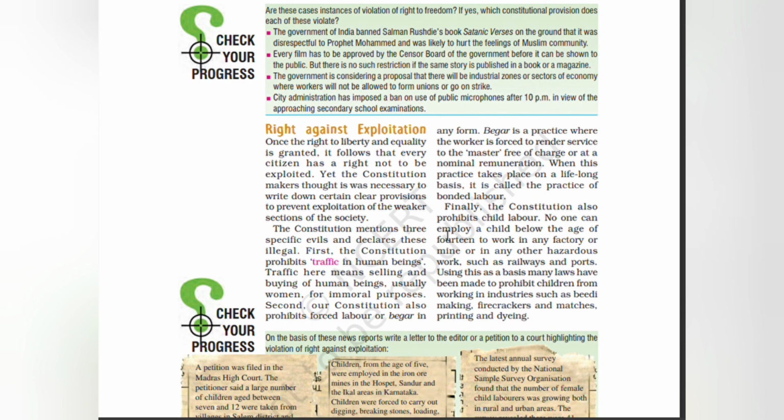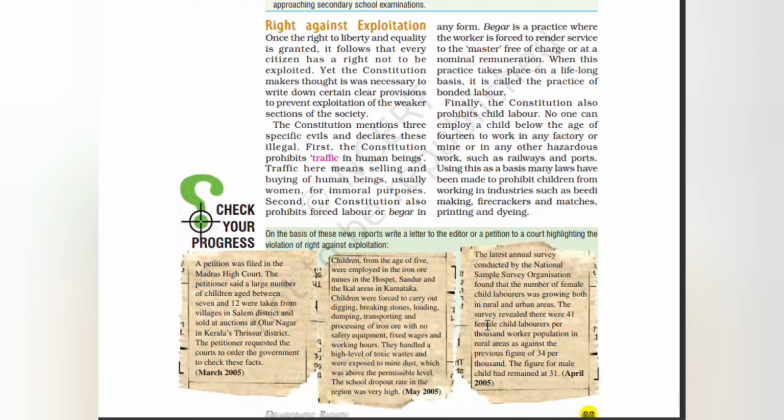Finally, the Constitution also prohibits child labor. No one can employ a child below the age of 14 to work in any factory or mine or in hazardous work, such as railways or ports. Using this as a basis, many laws have been made to prohibit children from working in industries such as bead making, firecrackers, matches, printing and dyeing.